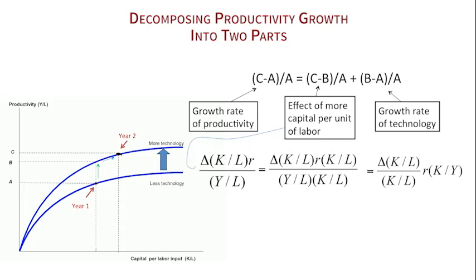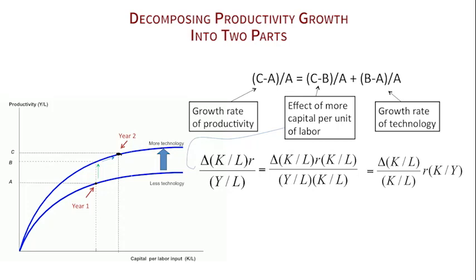Now think about what we have. We have the percentage change now in capital over labor. That is the change in K over L divided by K over L. That's that percentage change, stated in decimals, of course, just to be sure. And now we're multiplying by the slope of the productivity curve times K over Y.